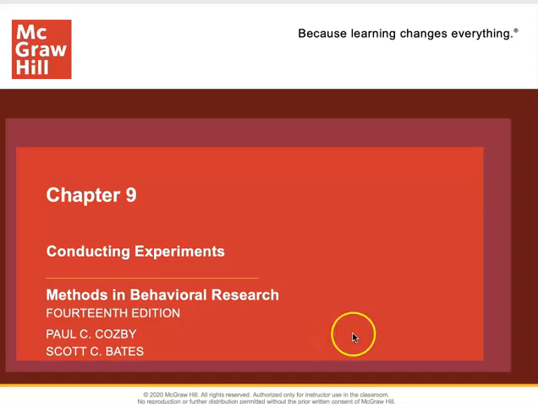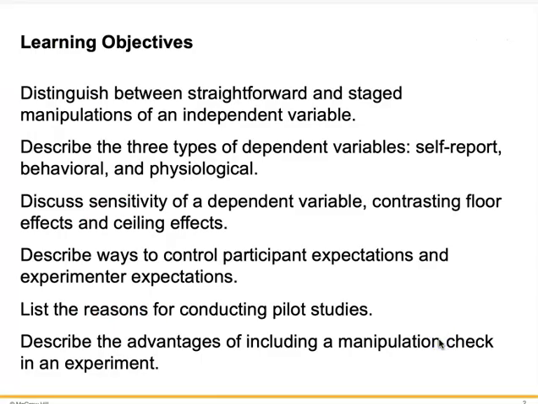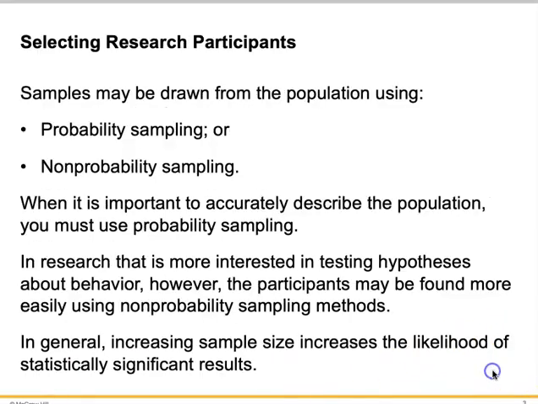So we now move on to Chapter 9, Conducting Experiments. The learning objectives for the chapter are to distinguish between straightforward and staged manipulations of an independent variable, to describe the three types of dependent variables, self-report, behavioral, and physiological, to discuss sensitivity of a dependent variable, contrasting floor effects and ceiling effects, to describe ways to control participant expectations and experimenter expectations, and to list the reasons for conducting pilot studies. Lastly, to describe the advantages of including a manipulation check in an experiment.